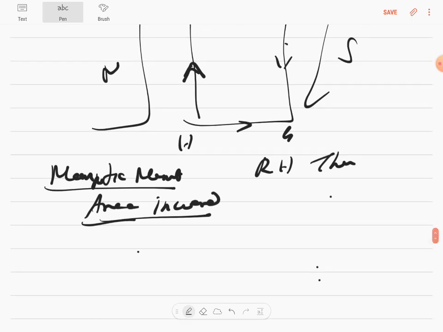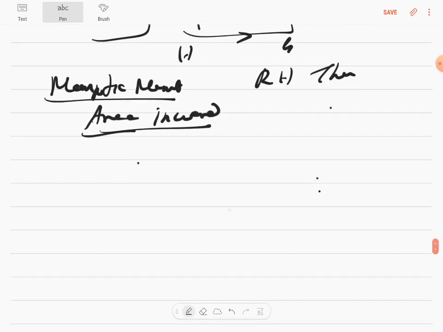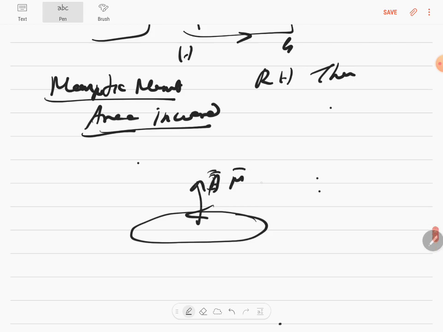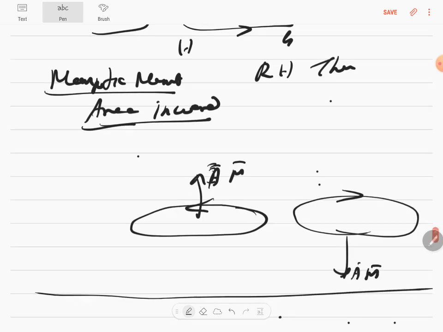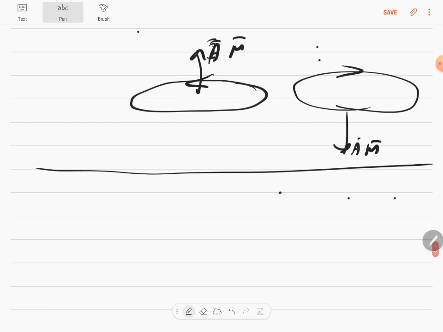Just remember this. Similarly, if the current is flowing like this in a horizontal plane where we have placed a loop, the curled fingers indicate the thumb is upward, and that determines the area vector or the moment vector. But if in the same case it is clockwise, the area vector will be downward, and so the magnetic moment will also be downward. Very, very important. I hope you understood how to find the direction of the magnetic moment.